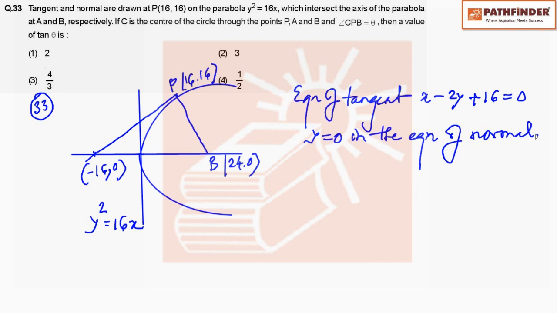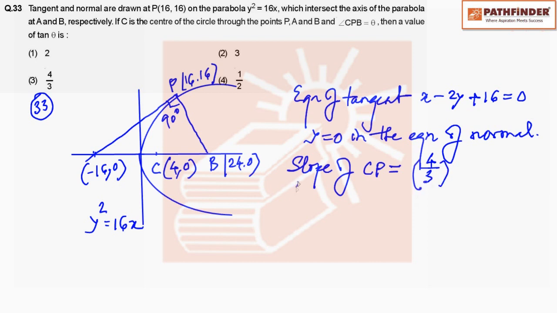Now in this case, what happened? Their midpoint, because this angle is 90 degrees, their midpoint will be the center C. So C point will be what? 4 comma 0. Now slope of CP equal to what? 4 by 3, and slope of PB equal to minus 2.